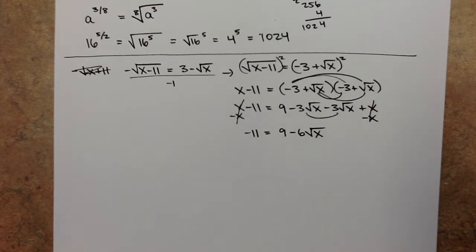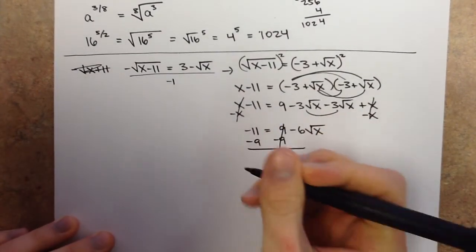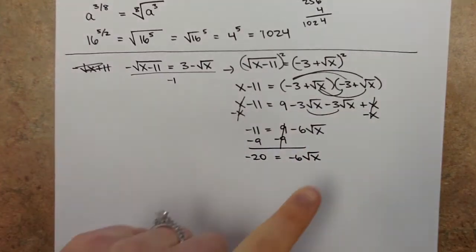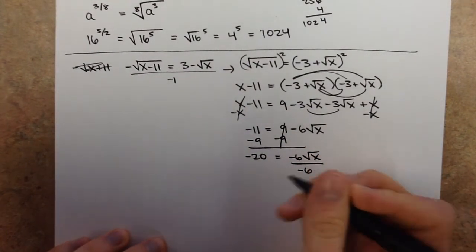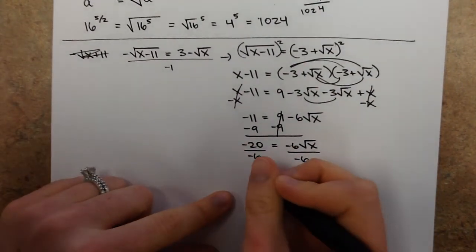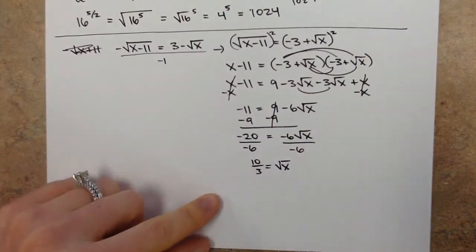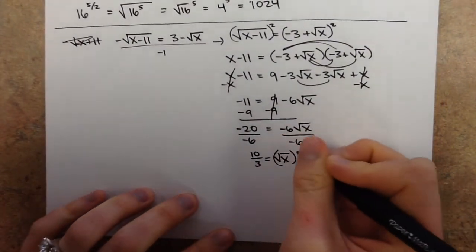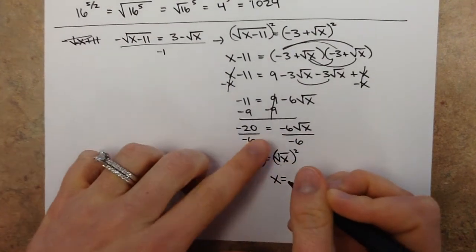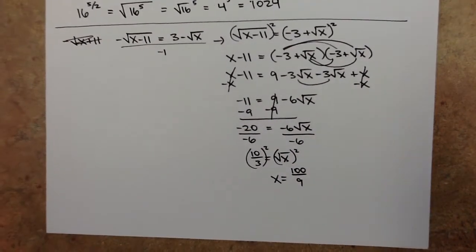So I want to make sure I'm getting rid of this 9, so I'm going to subtract it. So we've got a negative 20 equals negative 6 root x. Still trying to isolate, so I'm going to divide both sides by a negative 6. So here they have a common 2, so I can reduce this down to positive 10/3 equals root x. And then finally, very last step, to get the x by itself, I'm going to square both sides. So x equals 10 over 3. If I square, I get 100 over 9. 10 squared over 3 squared.